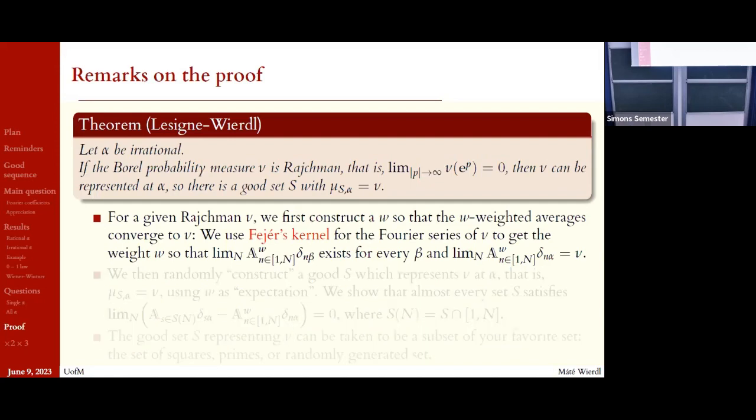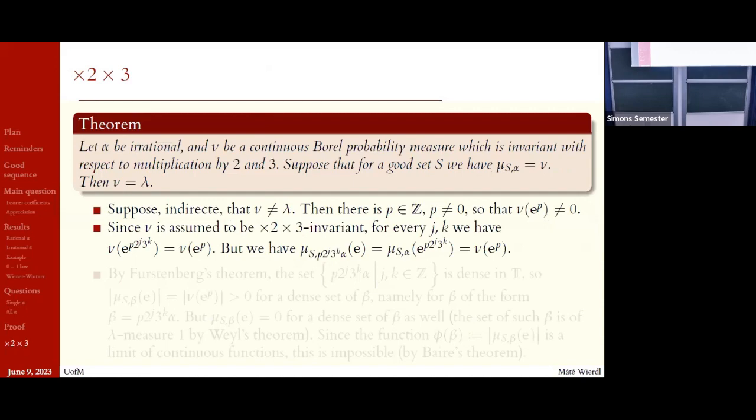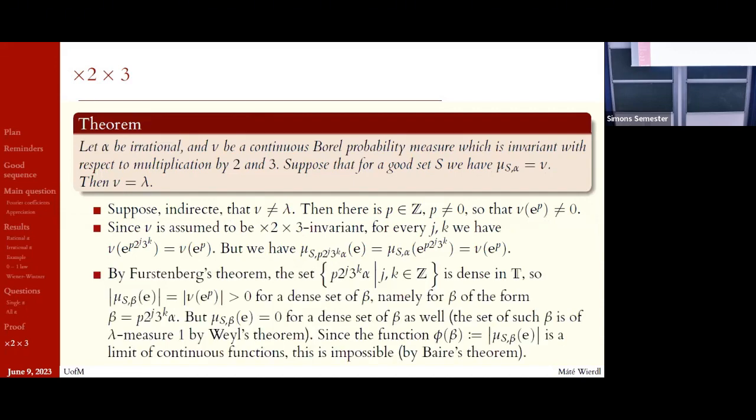is the same for all of them. They all equal the same thing here. Now notice that this Fourier coefficient, the p times 2 to the j 3 to the k Fourier coefficient of mu, is equal to the first Fourier coefficient of the limit measure at p times 2 to the j 3 to the k alpha.